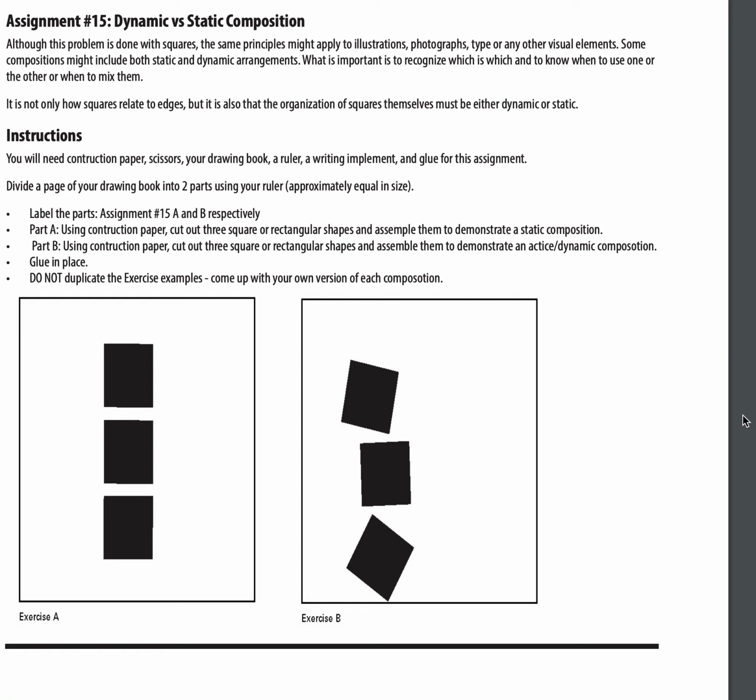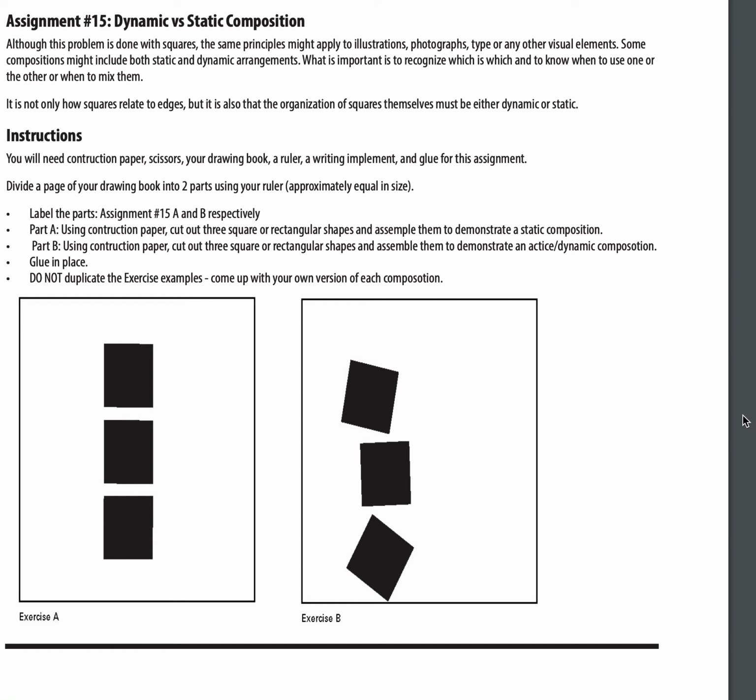Static means everything looks stable. You can't actually physically have the objects touch. There has to be air between them, but in your stable example, it needs to look like your boxes, if you want to visualize these as boxes, great, are not going to fall down.